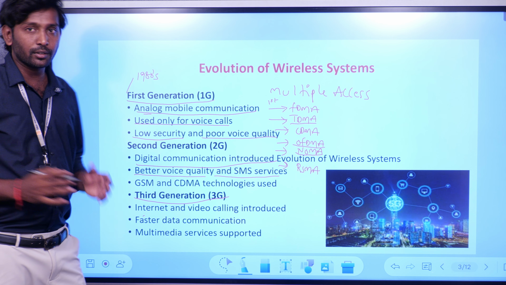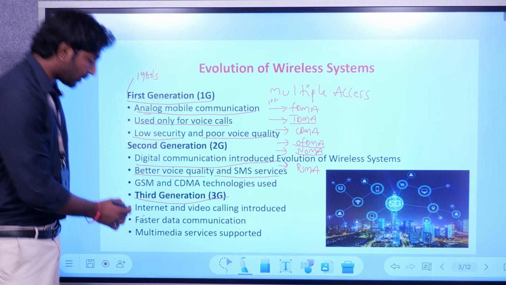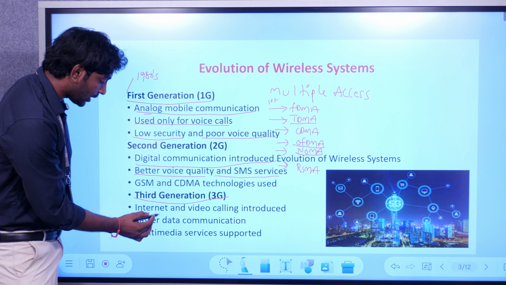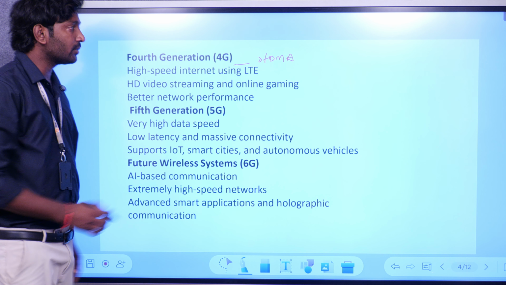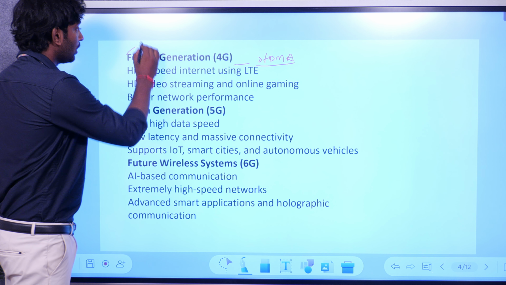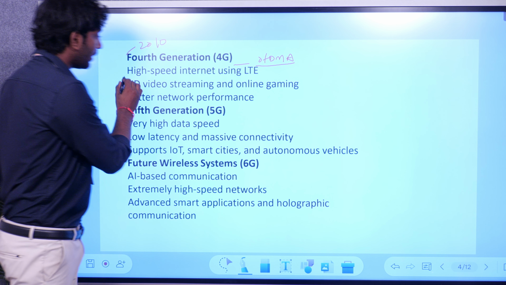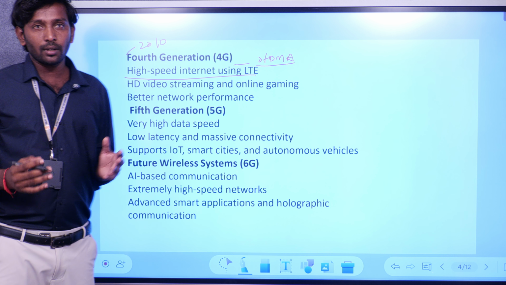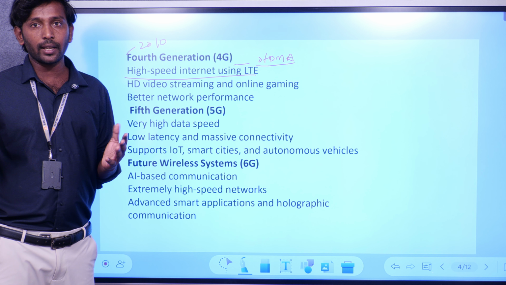Third generation was introduced in the 2000s. It is used for internet and voice calling, introduced faster data communication, and multimedia services are supported. In fourth generation, we use the orthogonal frequency division multiple access scheme. It was introduced in 2010, with high speed internet using LTE. On top of the mobile phone, we see the 4G LTE indicator.